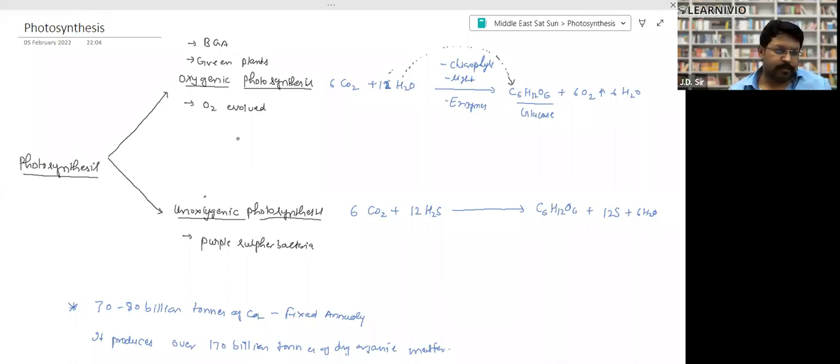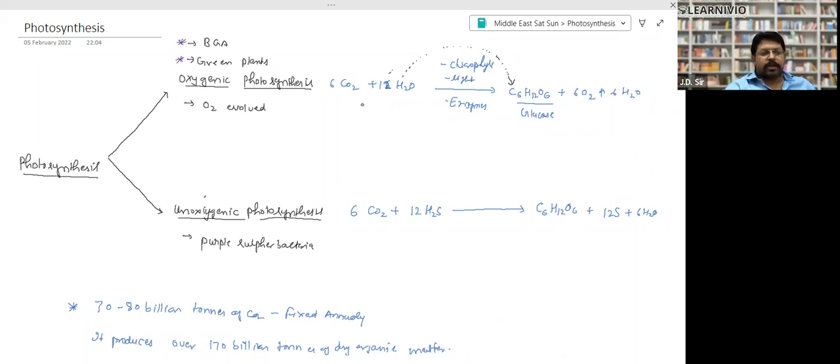Look, photosynthesis can be of two types: oxygenic photosynthesis and anoxygenic photosynthesis. In oxygenic photosynthesis, oxygen is evolved. It is written over here. This basically takes place in blue-green algae and green bacteria. In these two organisms, photosynthesis takes place. That is oxygenic photosynthesis.